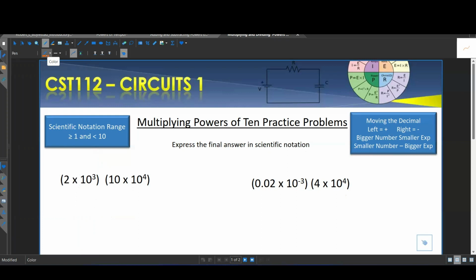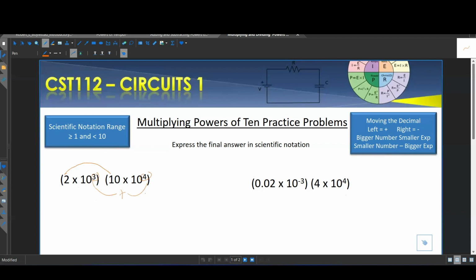All right, so class, let's take a look at a few examples of multiplying and dividing powers of 10. Here's the first example: 2 times 10 to the third times 10 times 10 to the fourth. Whenever you multiply numbers that have a power of 10 associated with them, all you want to do is multiply the two outside numbers, and then with the exponents, you're just adding them.